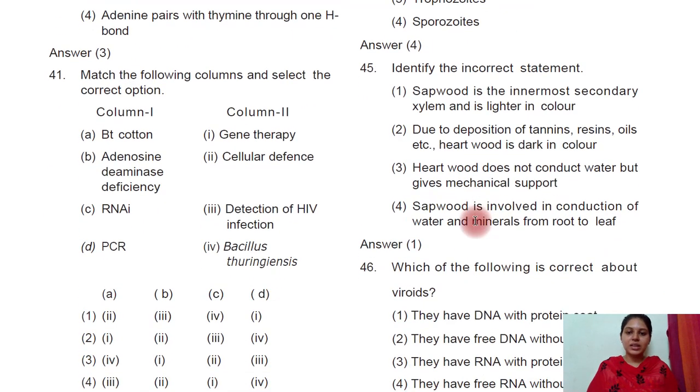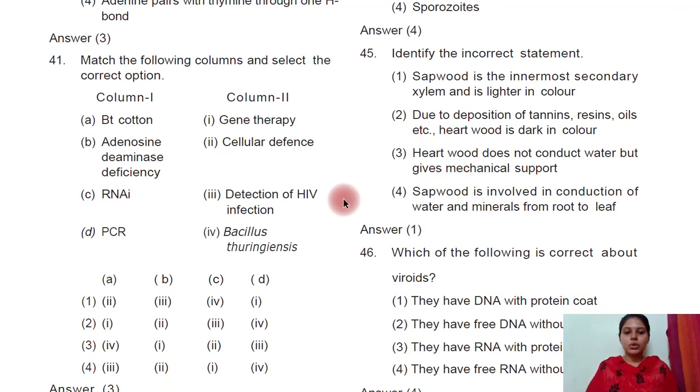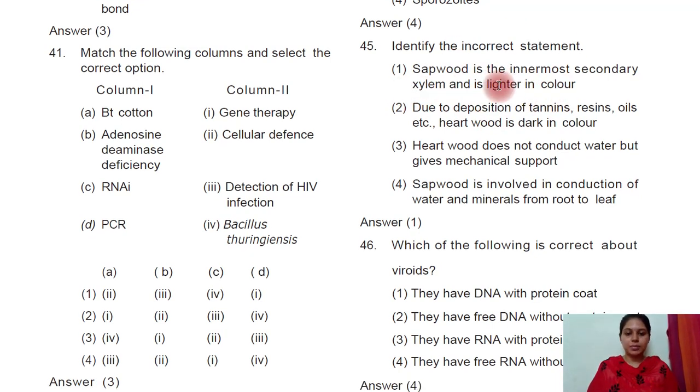Next, identify the incorrect statement. Sapwood is the innermost secondary xylem and it is lighter in color due to the deposition of tannins, resins, oils, hardwood. So this is correct. Hardwood does not conduct water. But look at the answer one. Sapwood, they try to say that they are innermost secondary xylem and it is lighter in color. So that's why this is the incorrect statement.